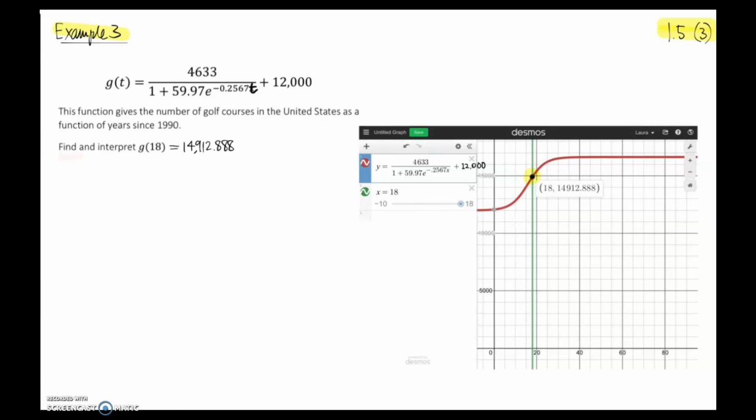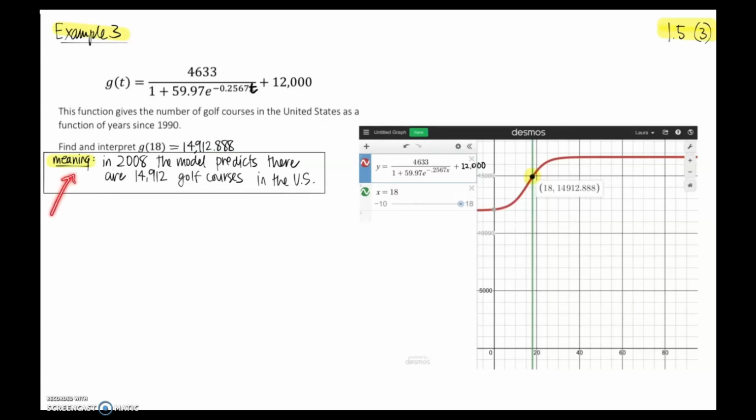We found G of 18, but now we're going to interpret it. What does it mean that G of 18 equals 14,912? Well, it means that 18 years after 1990, there are 14,912, maybe 913 golf courses in the United States. And so it's important to write that out as the interpretation. So the meaning of what we found is that in 2008, which is 18 years after 1990, the model predicts there are 14,912 golf courses in the U.S. If you'd said 14,913, that would have been an acceptable answer too, somewhere in that range.